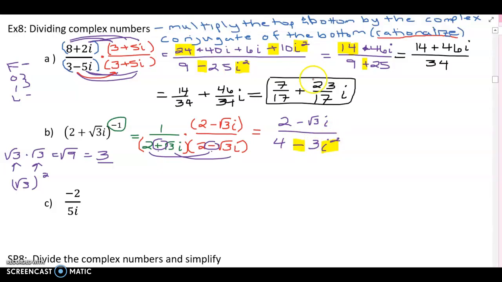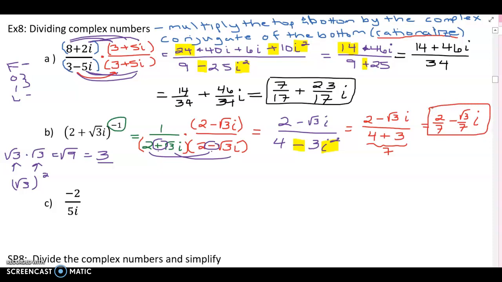So we have 2 minus radical 3i over 4 plus 3, which is 7. So our answer is going to be 2 over 7 minus radical 3 over 7i. And I'm doing a lot of little steps here. You'll get better at this and you can kind of do a couple steps at the same time, but I'm doing a bunch of steps here.